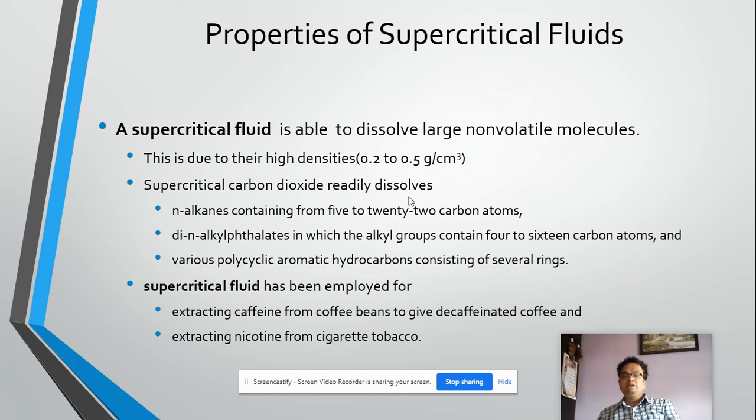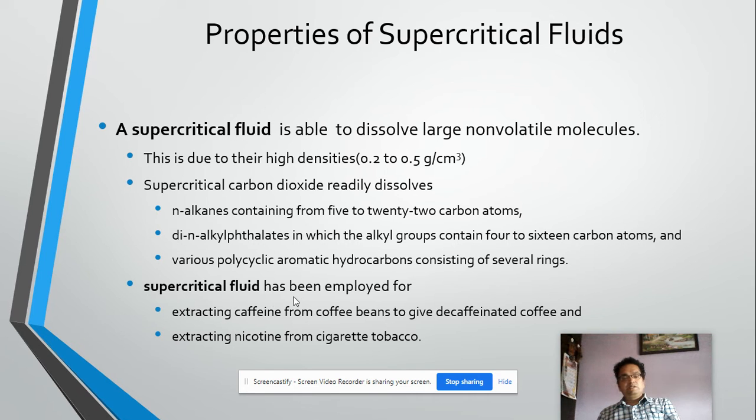Supercritical carbon dioxide readily dissolves the N-alkane containing 5 to 22 carbon atoms. They can dissolve di-N-alkyl phthalate, in which the alkyl groups contain 4 to 16 carbon atoms, and they can also dissolve various polycyclic aromatic hydrocarbons consisting of several rings. So three different types of molecules or substances can be dissolved by the carbon dioxide.